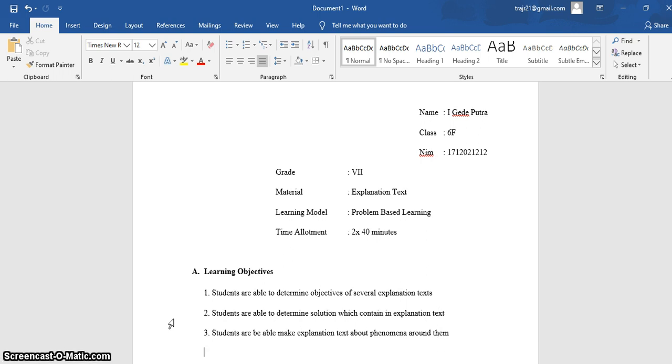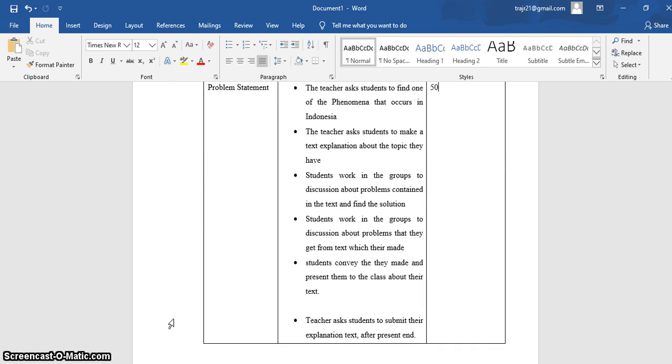In this teaching, there are three learning objectives. The first one is students are able to determine the objective of several explanation texts. The second one is students are able to determine the solution contained in an explanation text. And the last one is students are able to make an explanation text about the phenomena around them.